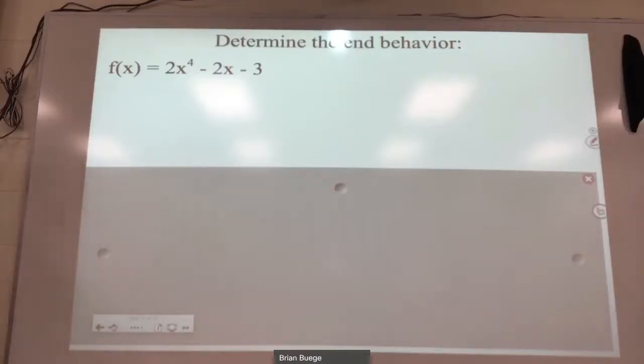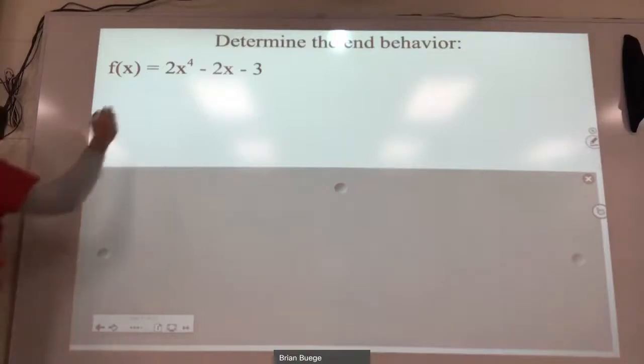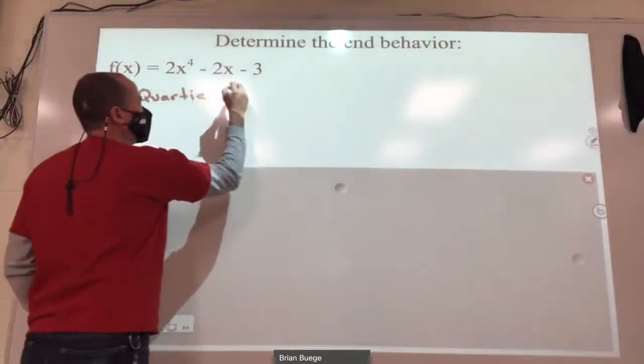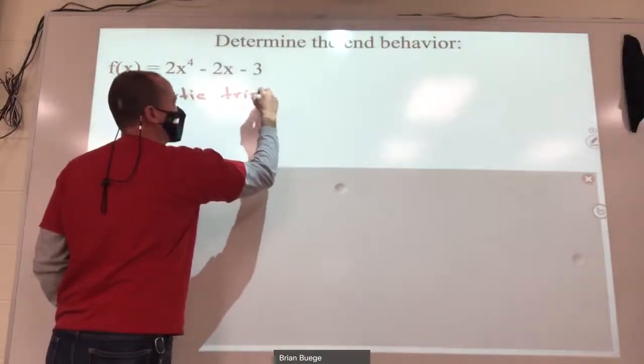Okay, so first off, let's actually put it all together. Even though it says determine the end behavior, let's take these problems and put those three things together that I just said. If you were going to name this function, what would you name it? That's a quartic trinomial. Let's start there. Quartic, because it's fourth degree. Trinomial, because it has three terms.